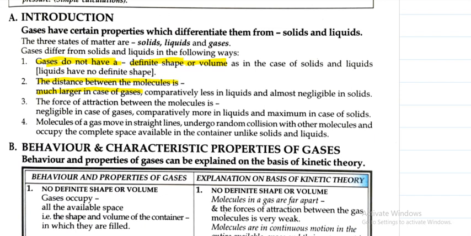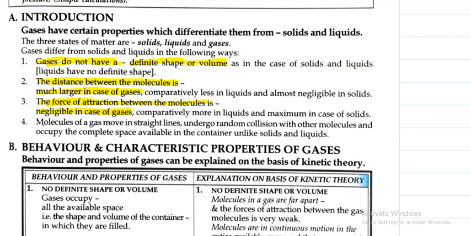Next, the distance between the molecules is very large in case of gases. That means the intermolecular space is very large. The gap or the space between the molecules is very large. The third property of gas is that the force of attraction between the molecules is negligible. That is very less, so the intermolecular force of attraction is negligible, nearer to zero, but not exactly zero.